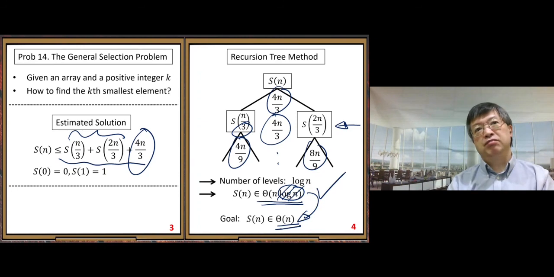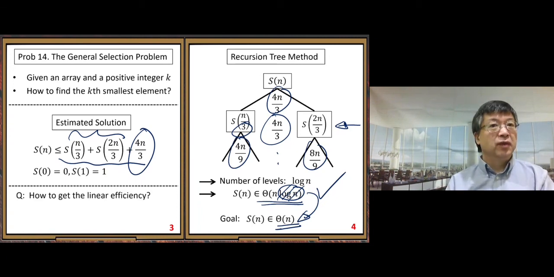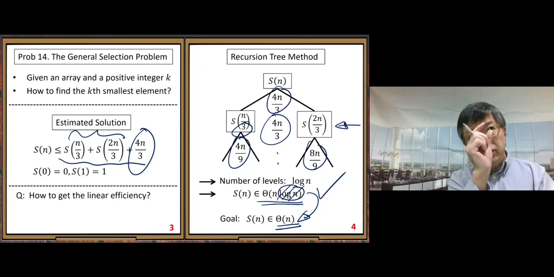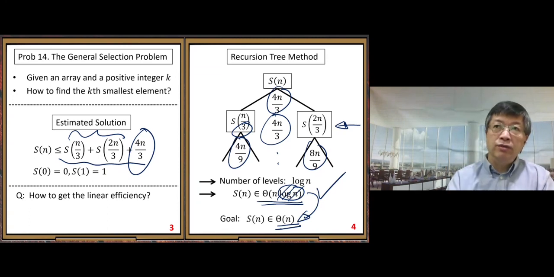But our goal is big theta of n performance, linear performance. So what should we do next? Should we throw out this method? But this method is pretty smart. Although it is a little short of our desired solution, can we improve it a little bit to get the desired solution?